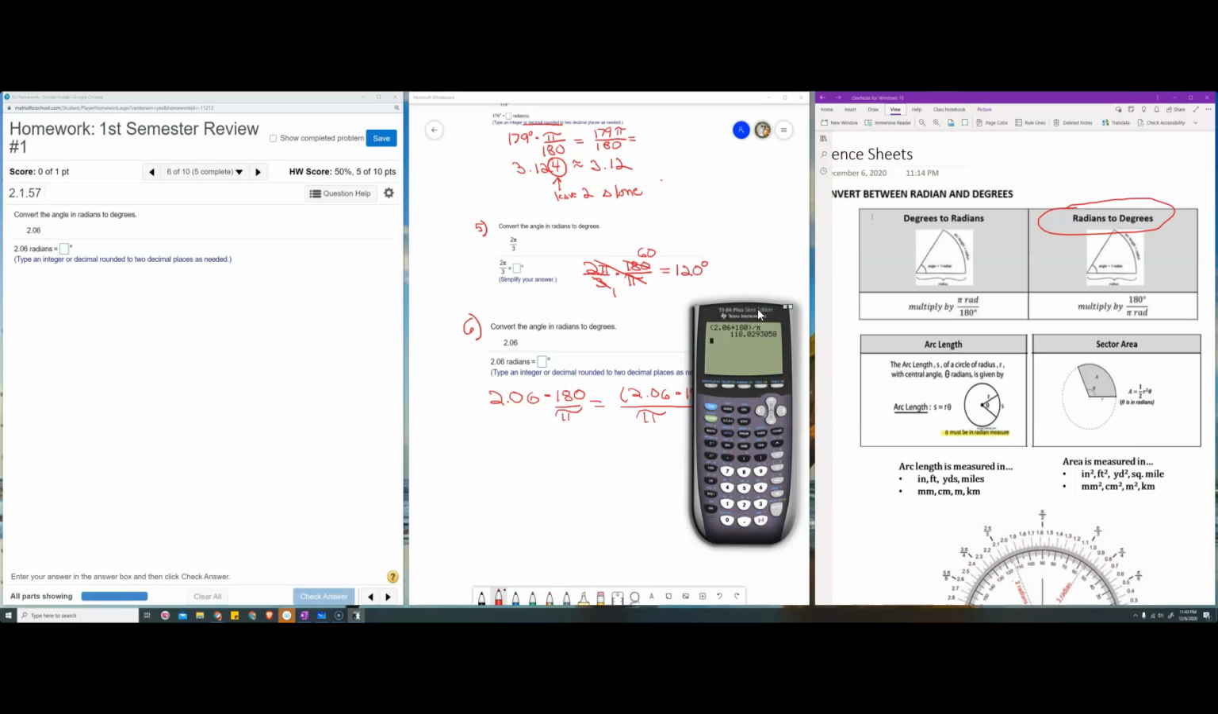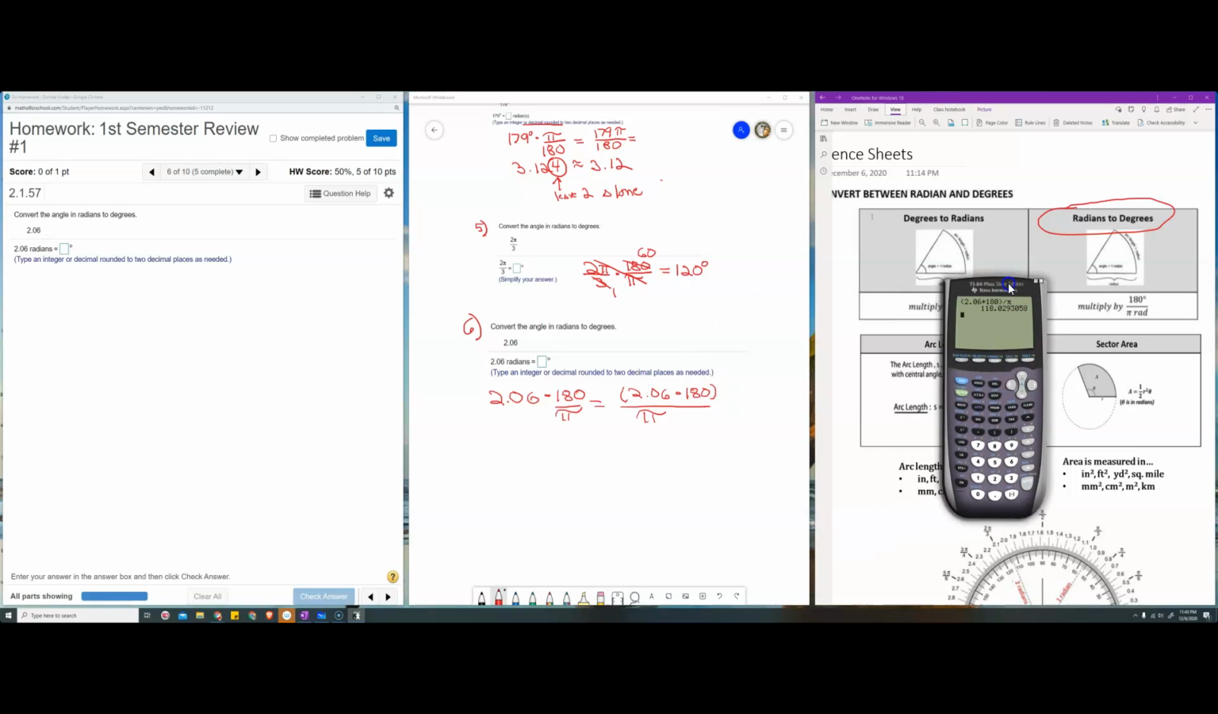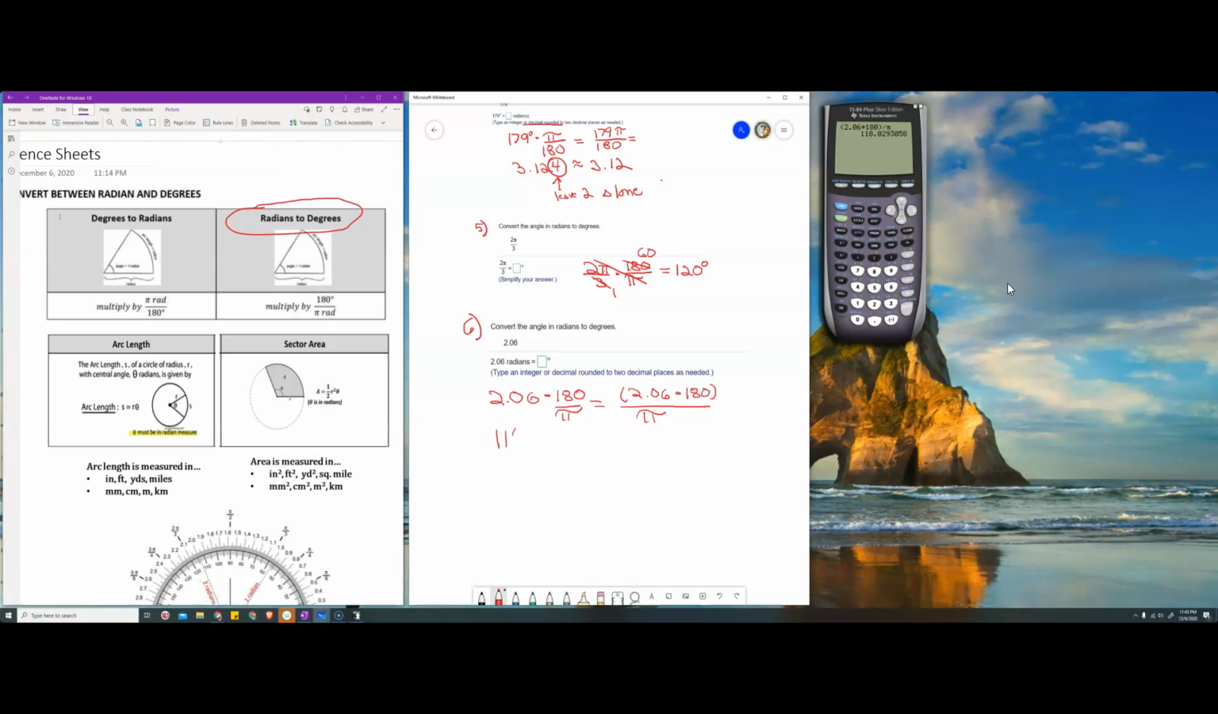And we get 118.029. And when I round that to 2 decimal places, the 9 tells me round the 2 up. So this is going to round to 118.03.